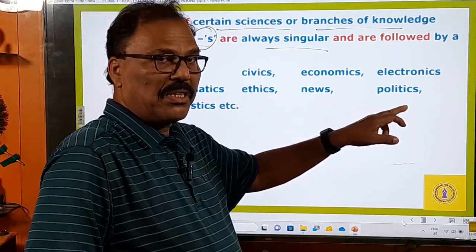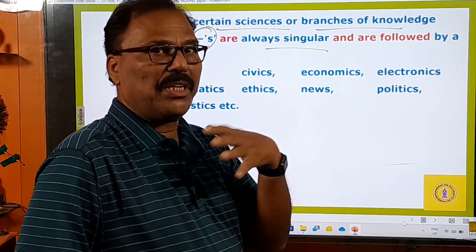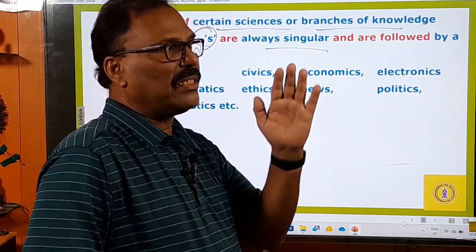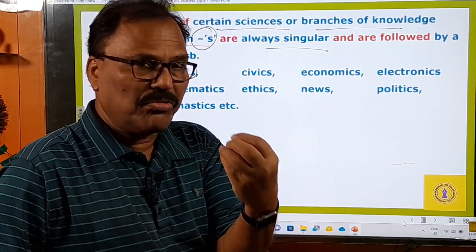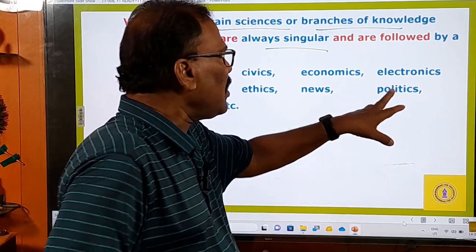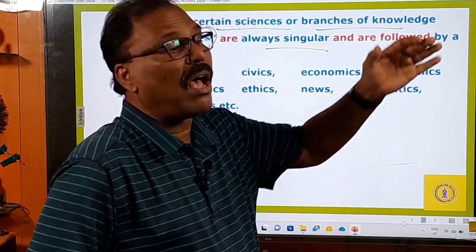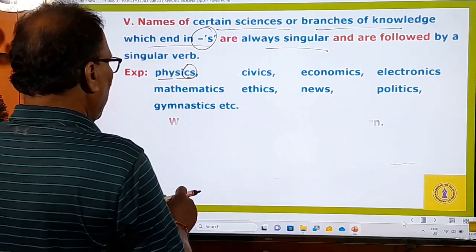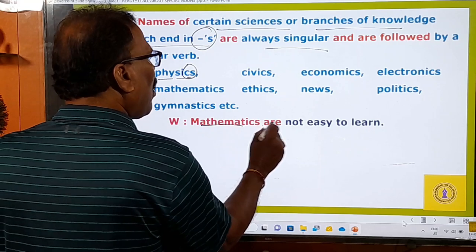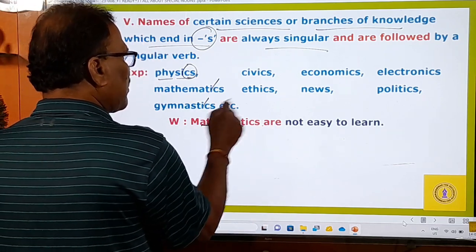People say politics in some local languages, for example in my mother tongue Telugu, two words are existing, Rajakiyamu and Rajakiyalu, but in English it is only singular. Politics is, don't say politics are. These are all singular words. Now you see, "mathematics are not easy", no, mathematics is. They are all ending in -es.